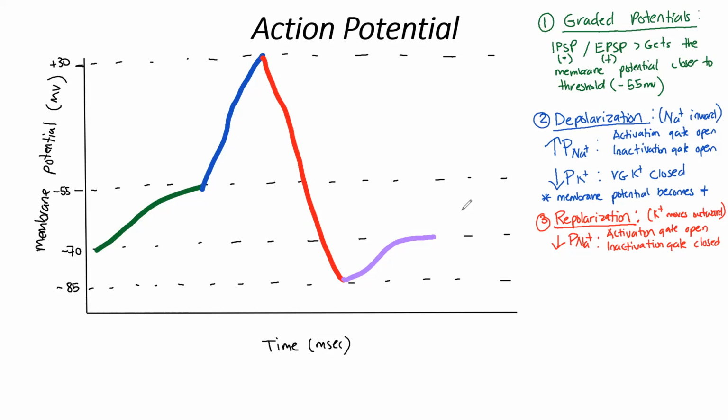Okay. And then as far as potassium, we now see an increase in potassium's permeability, which is due to the opening of its voltage gated channels. And so the overall membrane potential change is more negative.